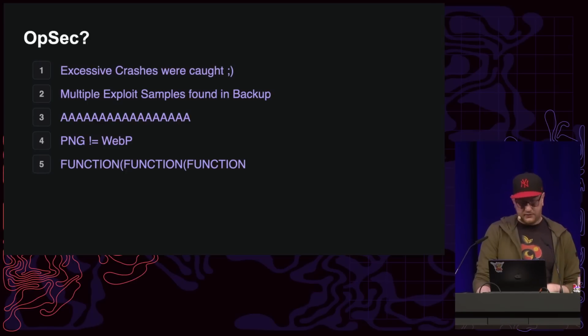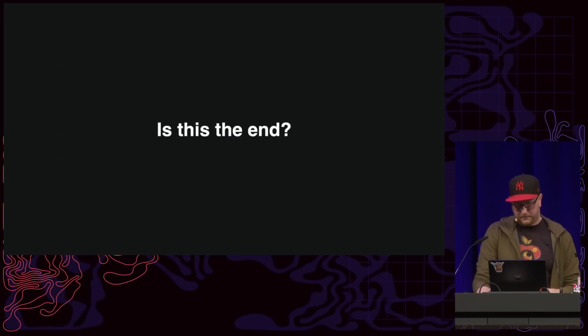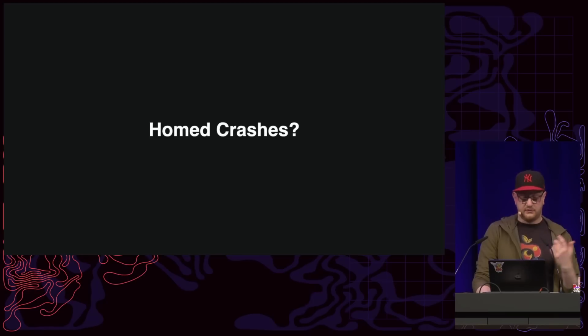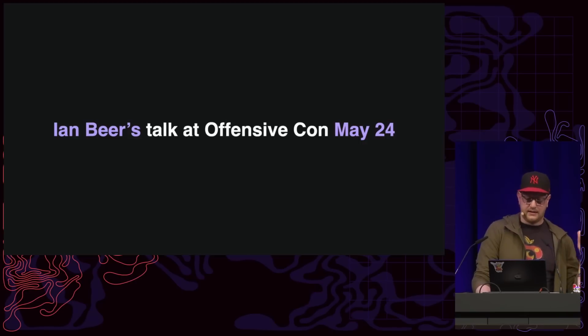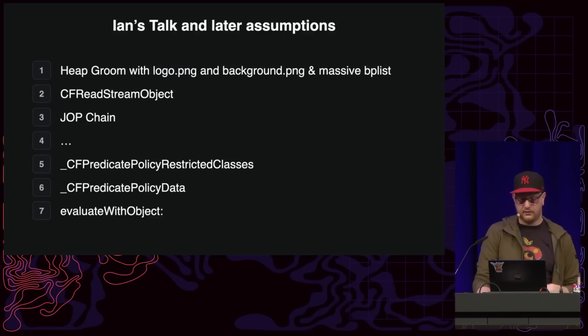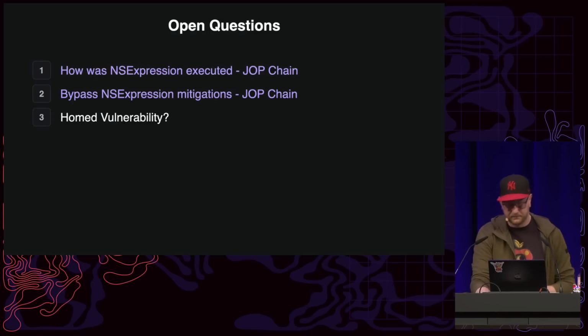Still, there's lots of OPSEC that could have been done a lot better in that case. The excessive crashes were caught here, and we found multiple samples in the backup. Is this the end for the specific sample? We still don't know the HomeKit vulnerability, and at the time I didn't know how they were able to actually start the NSExpression. This is something that Ian Beer mentioned at his talk, and I'm just leaving the slides here as an answer, but you can check out his talks. I'm going to put a reference in the slides later on.